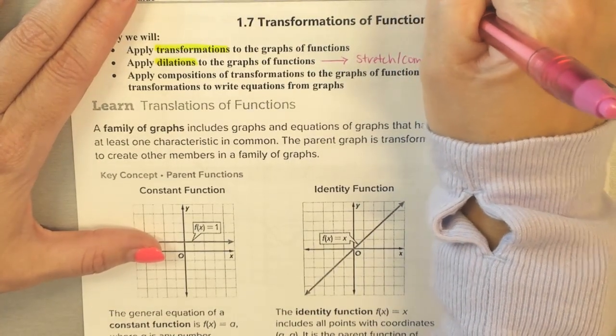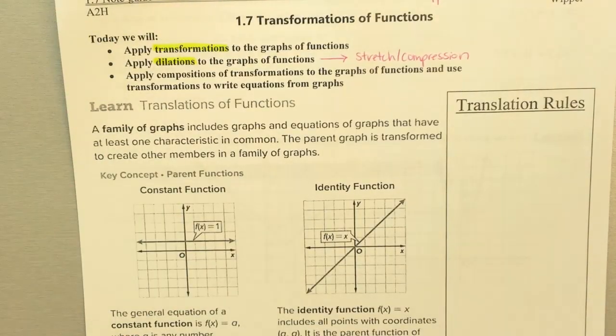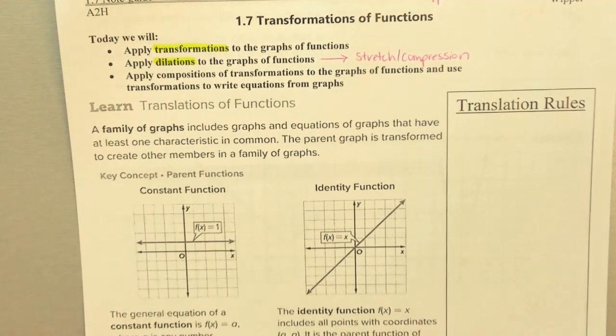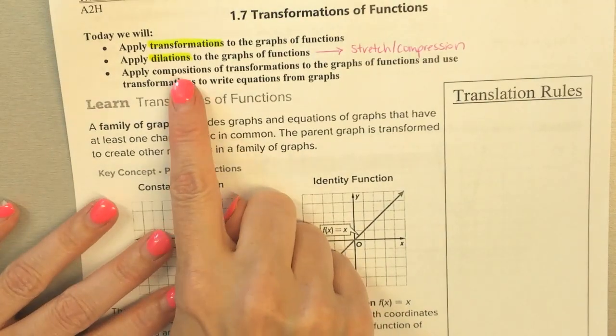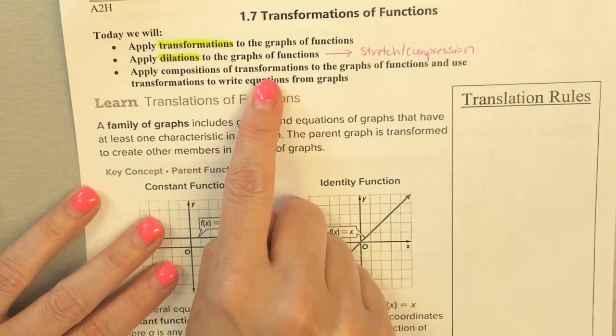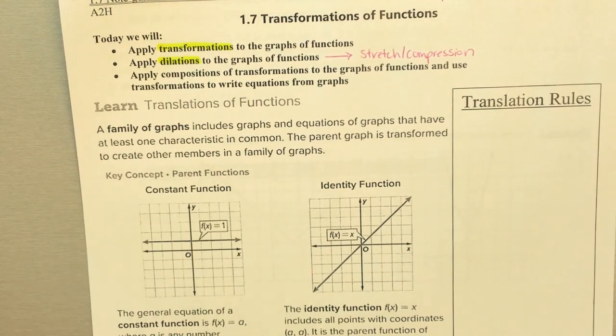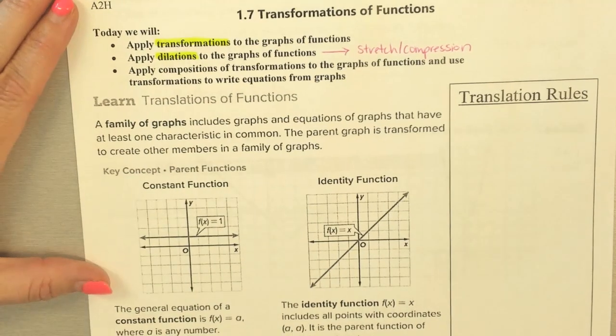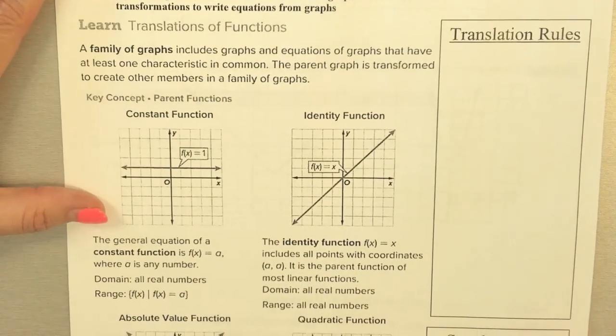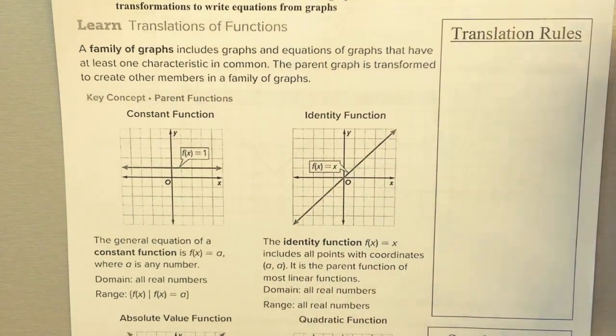Okay, we're going to be going over a lot of different rules today, and then we're going to practice applying them. And then we're going to have compositions of transformations, which means we're going to combine several of the transformations we're going to talk about, and we're going to use that to write equations. Okay, so the first thing we're going to talk about are translations.